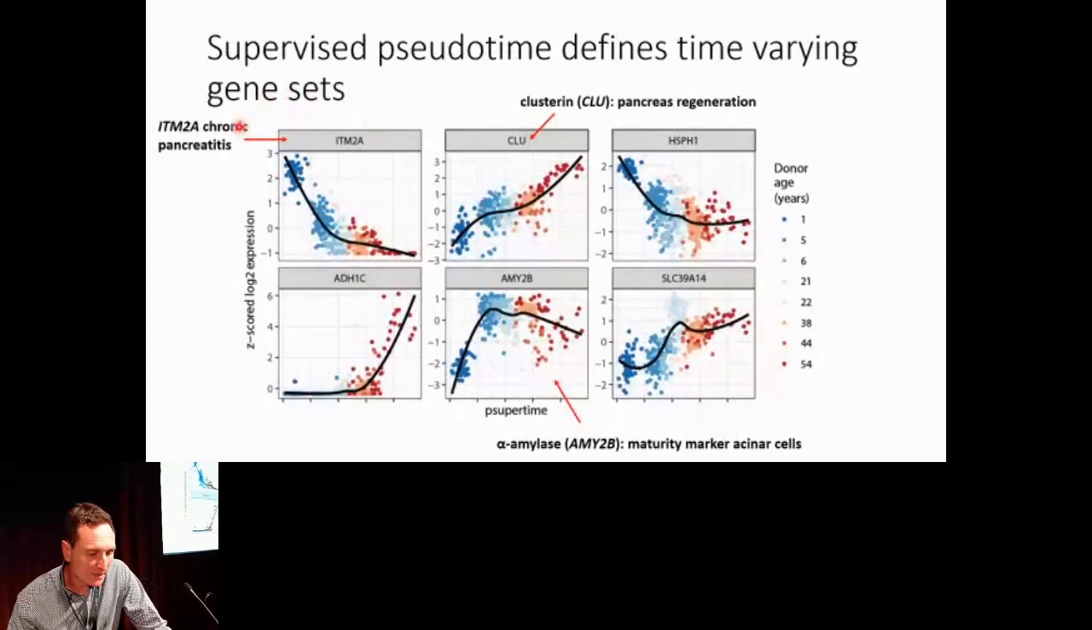And then ITM2A is a gene that is known in the context of chronic pancreatitis and has been reported and discussed in this context, but not so much in the context of the development of acinar cells, which might give rise to further follow-up studies to further investigate the role of this gene for acinar cells.